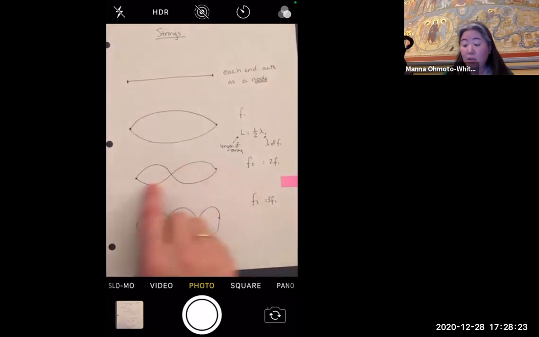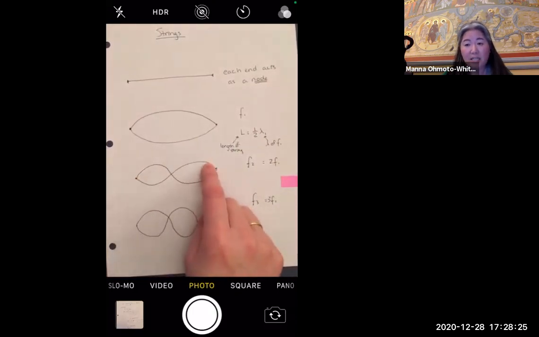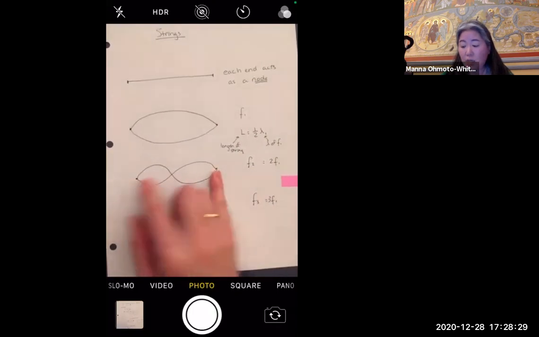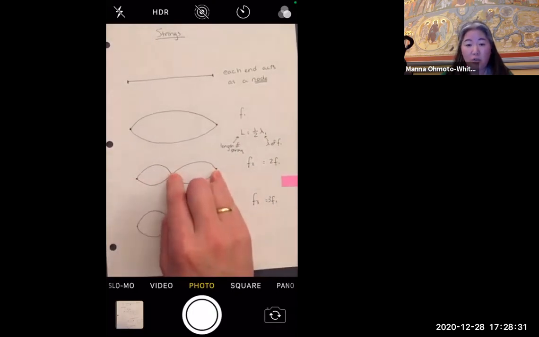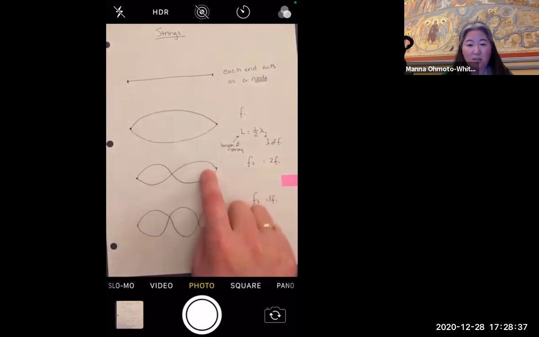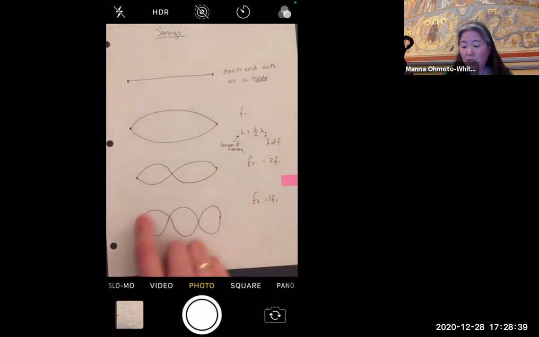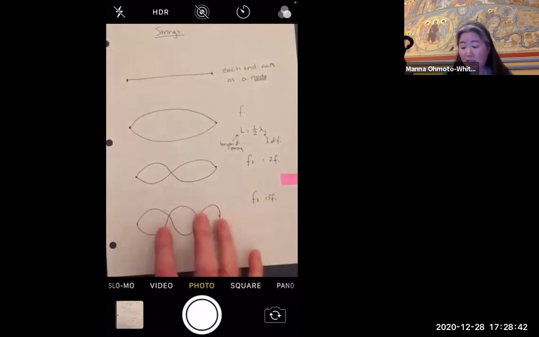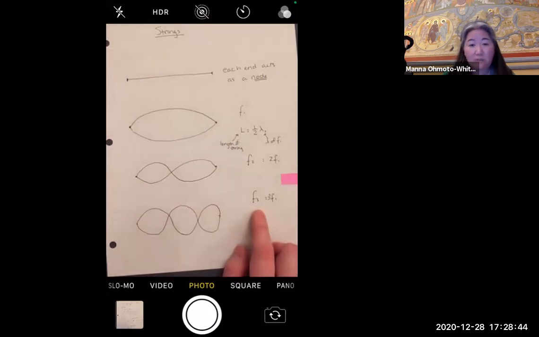I can also get the next largest wave, which has the nodes here and has one extra node here. So it's one full wavelength. It's not very well drawn, but it's one full wavelength. So it's twice my fundamental frequency. And then I can get three of these things in there. So my next harmonic is 3 times the fundamental frequency.